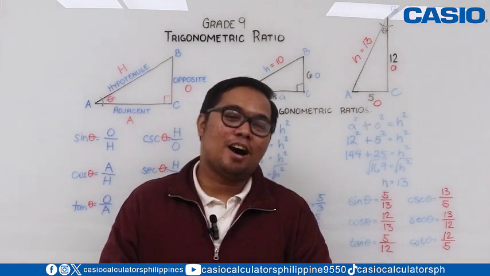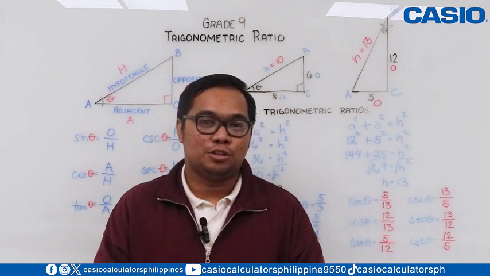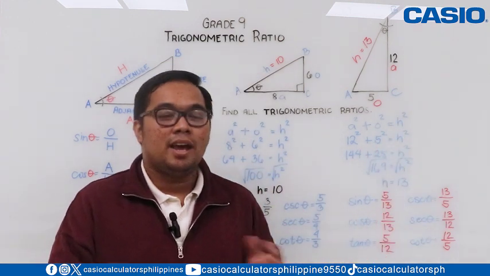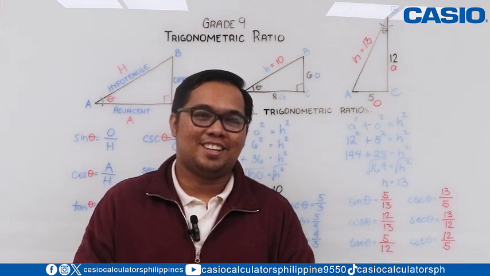So guys, that's how you solve or find the different trigonometric ratio using our manual solving here, and then how to find the six trigonometric ratios using your calculator.